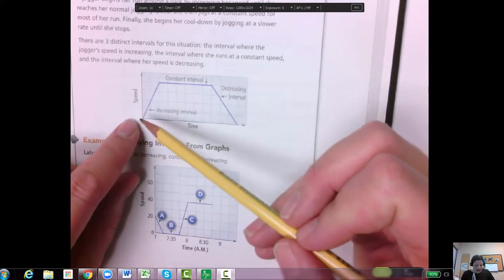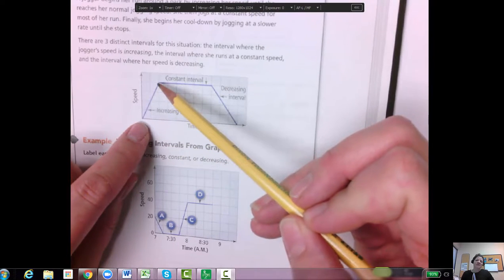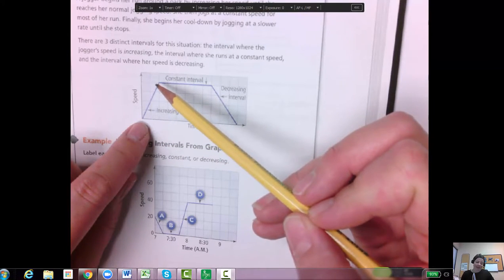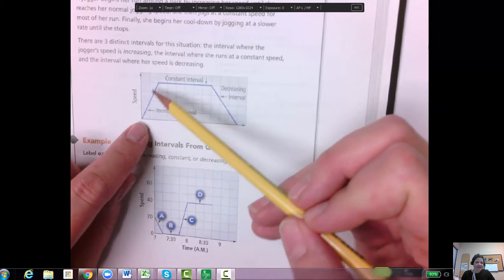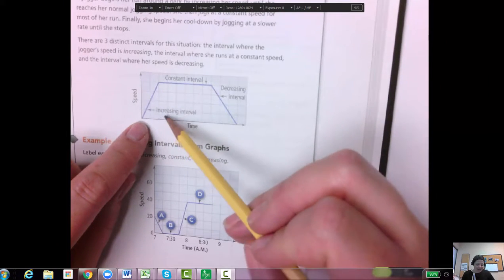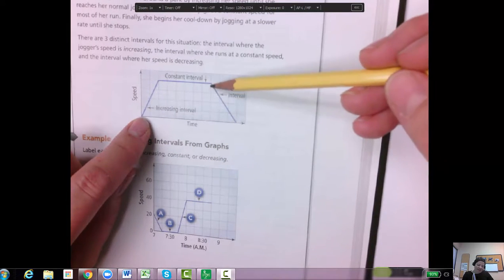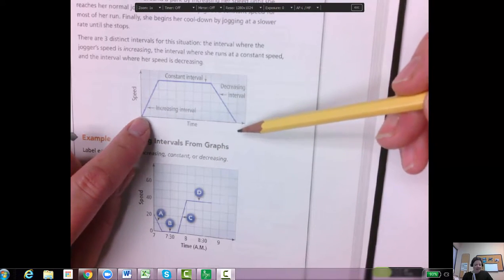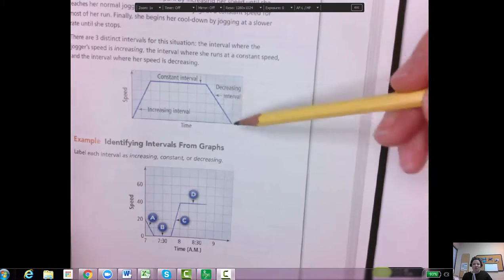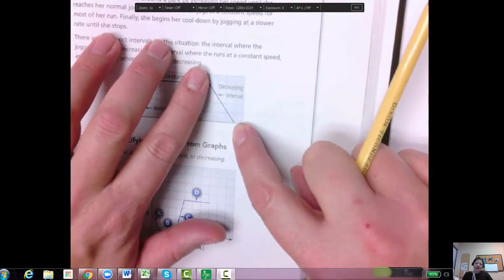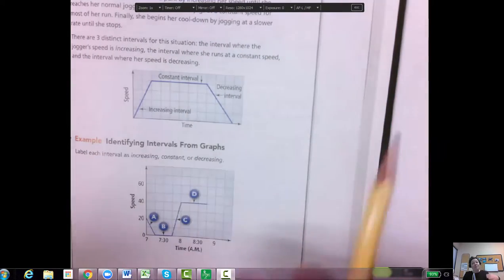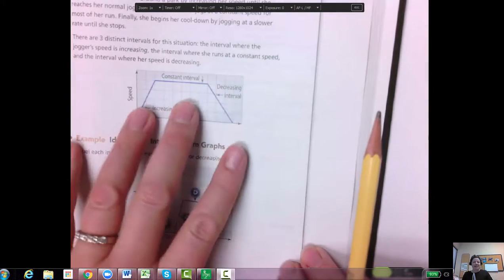So if we are going up to the right, then we've looked at this in graphing as well. That means our slope is positive because we're rising. And so this is an increasing interval. This graph happens to have more intervals. If it has a flat line, that's a constant interval. And then if it's down to the right, then it is a decreasing interval, or the slope of just this line here happens to be negative. So up to the right is positive, down to the right is negative, flat is a constant interval.